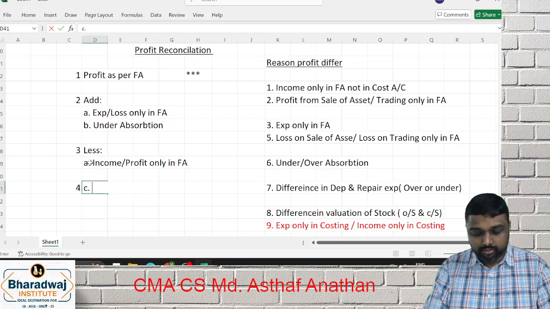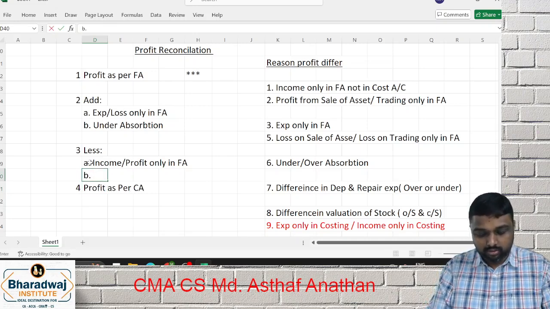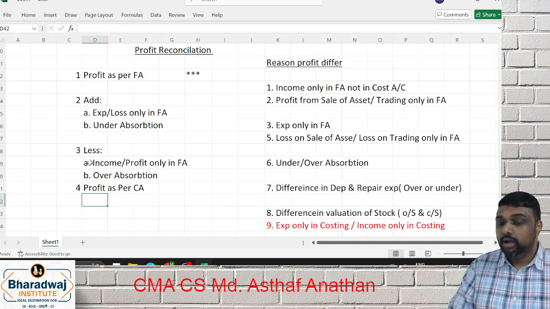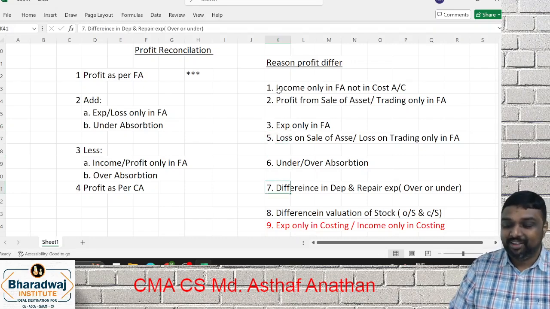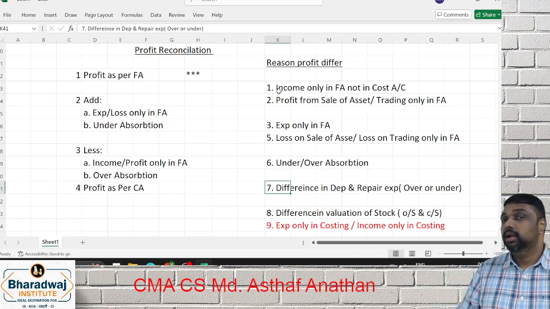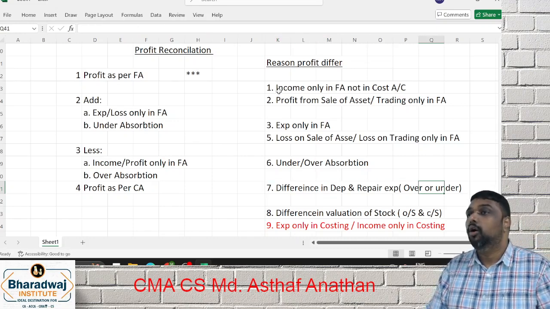Here it will come over absorption. Now here there is a point. So we consider these two; we have taken these two. This is also over. Now we have one item: difference in depreciation amount, difference in repair amount. These kinds of items I told you to treat from the perspective of over or under.